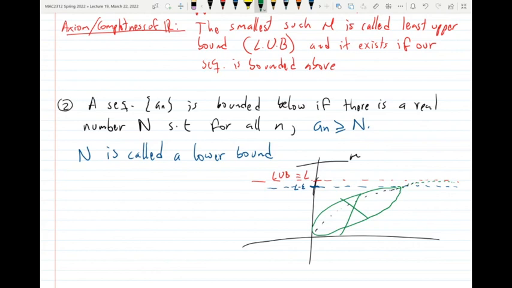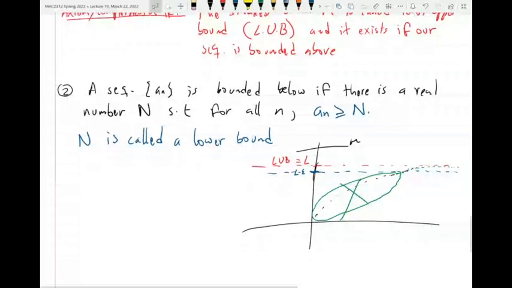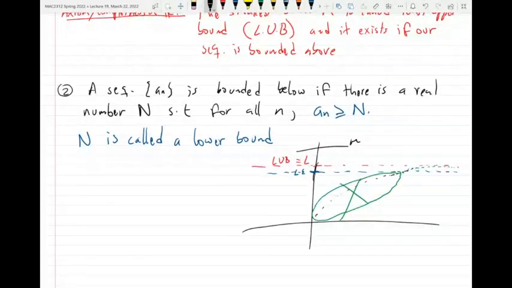Because I was about to define this. So N is called a lower bound, and the biggest such N is called the greatest lower bound, GLB. I'm going to keep that in there.